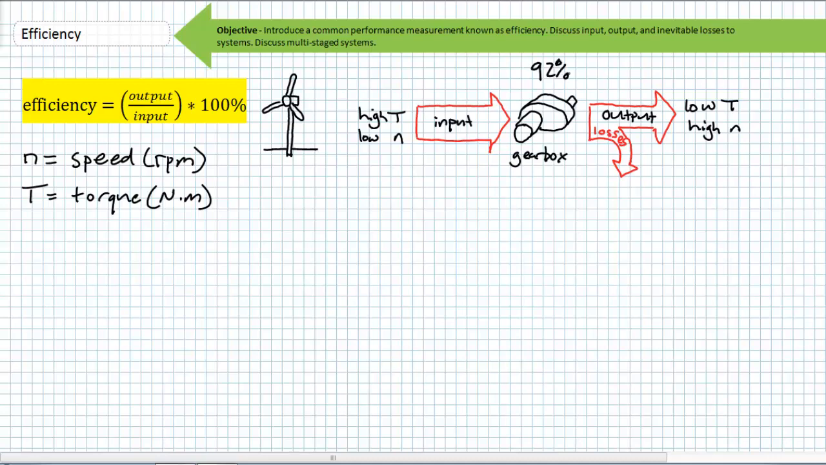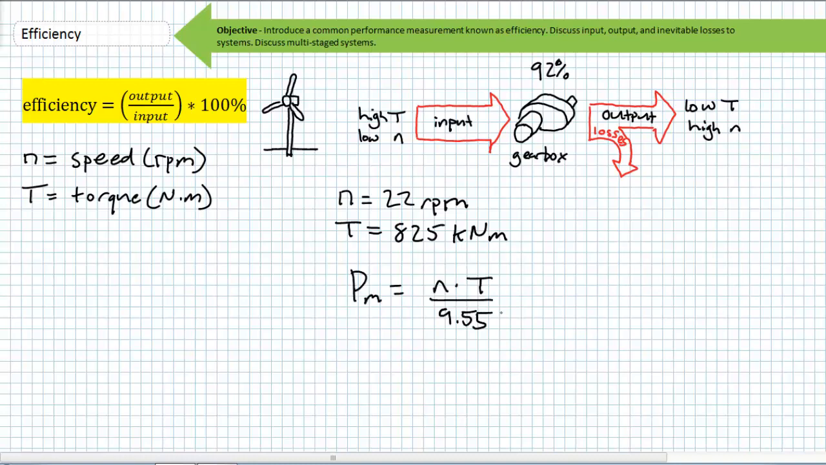If we know the input conditions and the efficiency of the gearbox, we should be able to find the output mechanical power. Let's say we've installed a gearbox that is known to be 92% efficient. We want to determine the output of the high-speed shaft given the main shaft is rotating at 22 revolutions per minute with 825 kilonewton meters of torque. The combination of rotational speed and the twisting force known as torque is a form of rotating mechanical power. The input conditions can be found in terms of watts by using the formula speed times torque divided by 9.55. The use of this formula is featured heavily in later lectures about motors and generators.